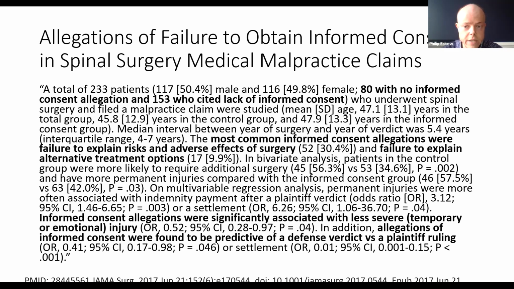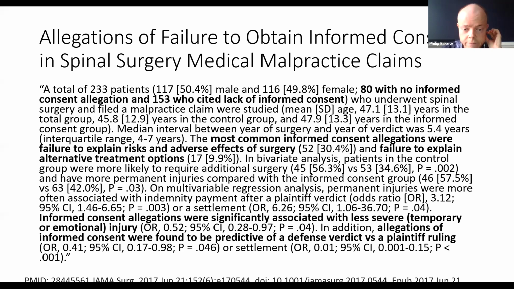Allegations of failure to obtain informed consent for spinal surgery. This was a neat study that I thought was worth kind of going over. You've got malpractice claims, 80 of them that did not have an informed consent allegation, and 153 who cited lack of informed consent. The most common reason was failure to go over enough risks and adverse effects of surgery, or to explain alternative treatments.